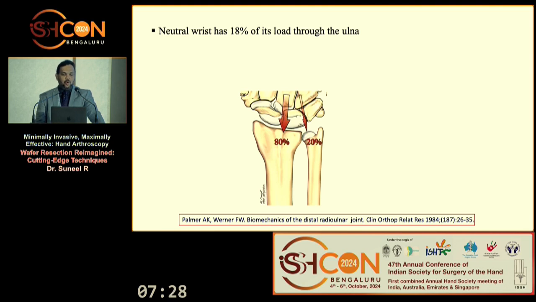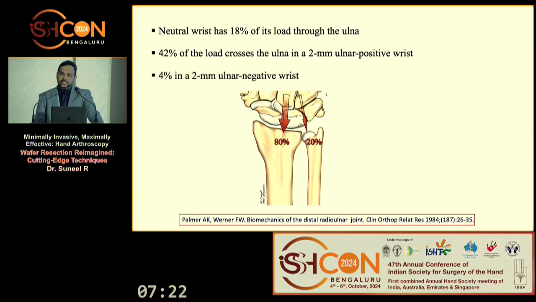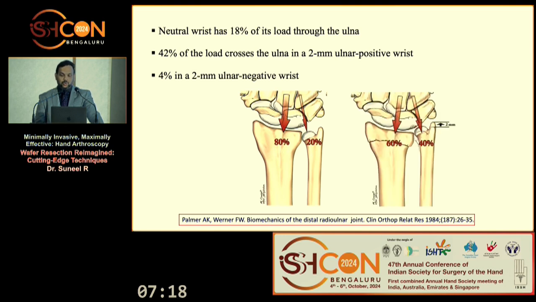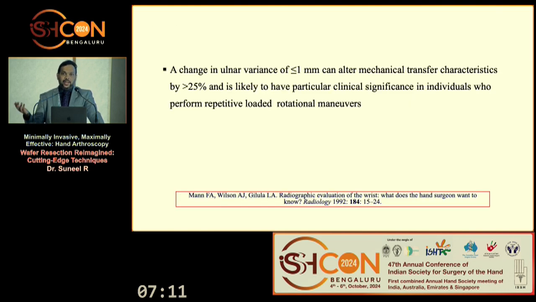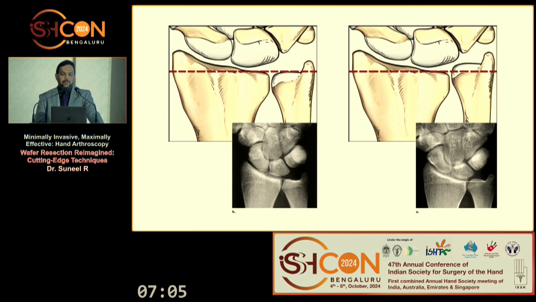If you see the normal loading pattern, about 80% of forces go through the radiocarpal joint and 20% through the ulnocarpal. But there are many studies which show that a slight alteration in this variance can alter your loading pattern. A 2 mm increase in the variance increases the load to almost double, that is 40%. Similarly, even 1 mm can increase it up to 25%. There are many papers which suggest that a millimeter of variance is important. So that is what I was saying about a neutral or a positive ulnar variance.